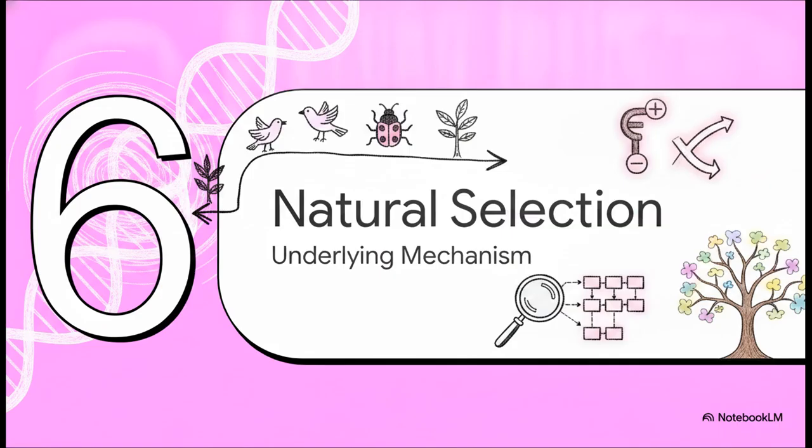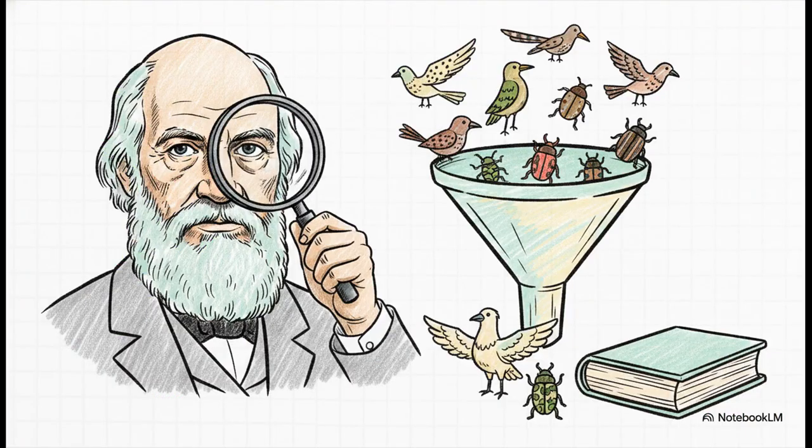Section 6. Darwin's Natural Selection, the Underlying Mechanism. Having seen the evidence, the crucial point is understanding the actual rule that governs all this massive biological change. This brings us to Charles Darwin. Based on his extensive observations, Darwin published his theory of natural selection in Origin of Species, the core principle, the survival of the fittest. He explained that nature essentially acts as a filter, allowing only those organisms with the essential modifications needed to survive and reproduce to pass on their traits.